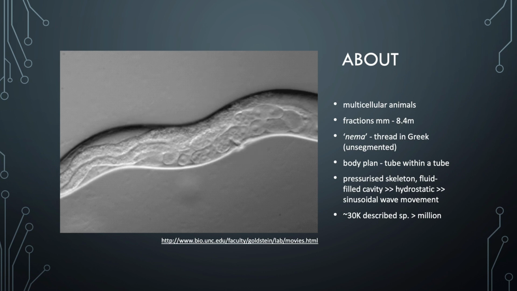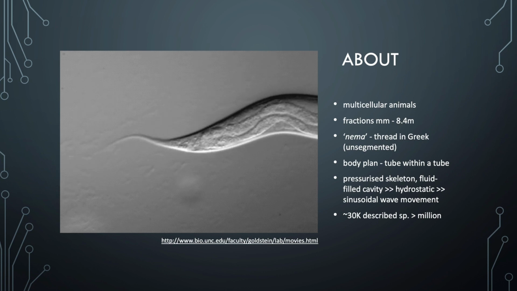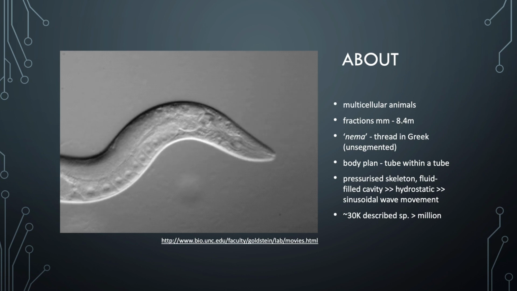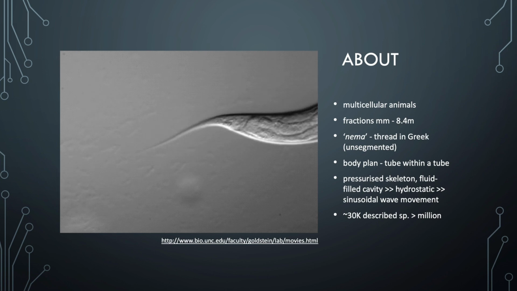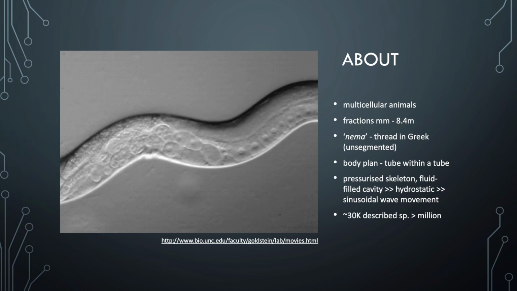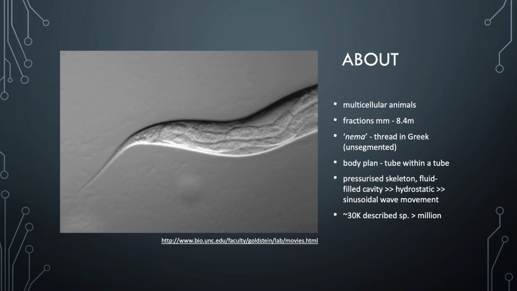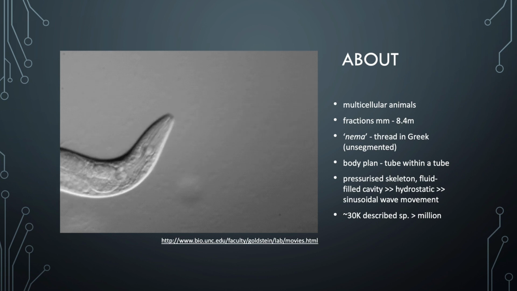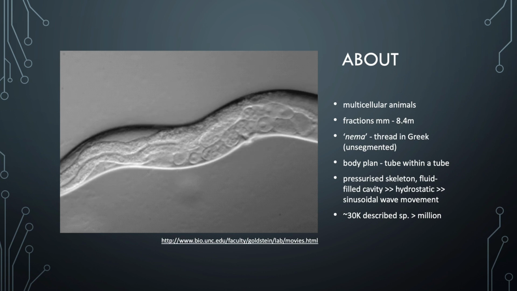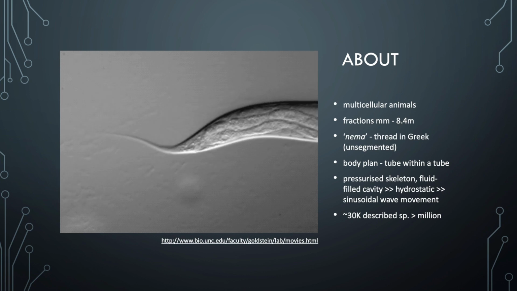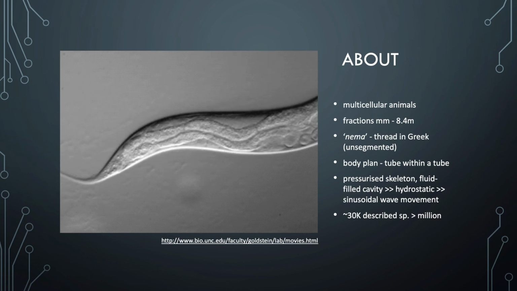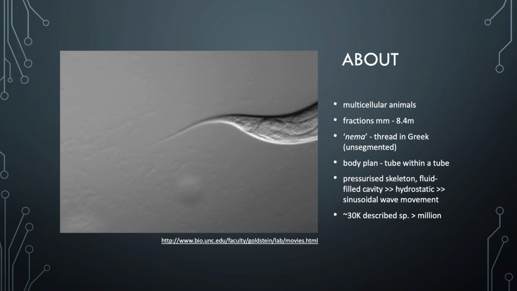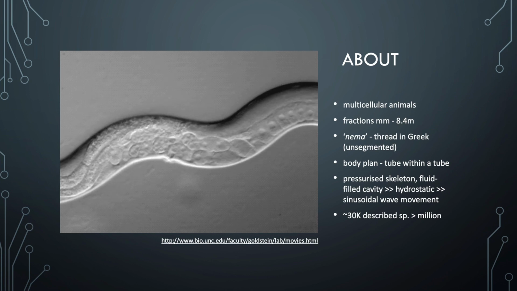There are around 30,000 described species of nematodes, but some estimates that are questionable suggest that there might be more than 1 million different species, and that is giant amounts of species of nematodes. So obviously they are super important in nature and they perform various roles, and therefore their diversity is just immense.